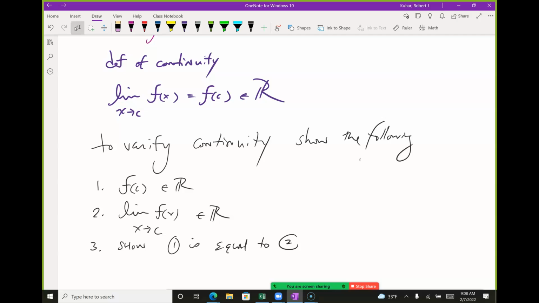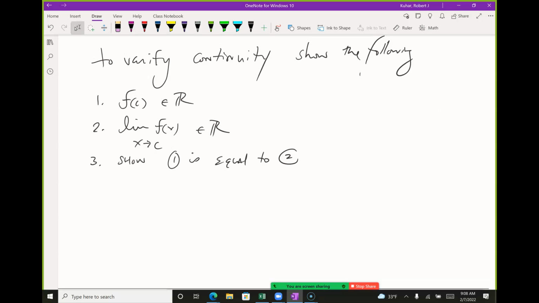But I'm more interested in making things continuous than I am having discontinuities. So if I have a limit, I may or may not have continuity. You agree with that? Limits don't imply continuity. Right? You agree with me?